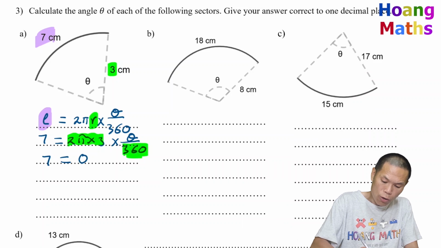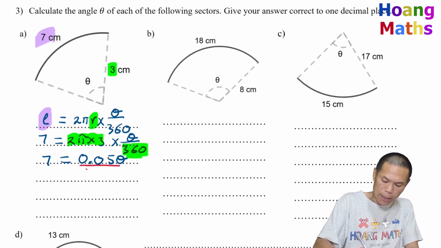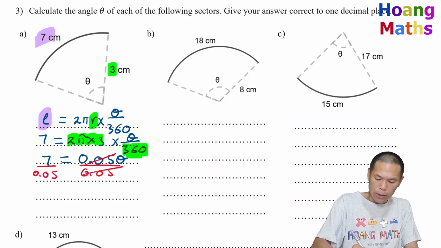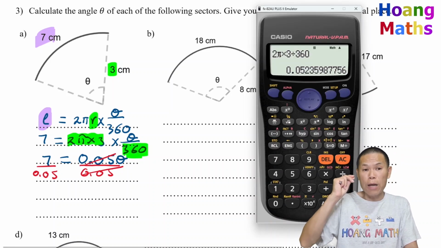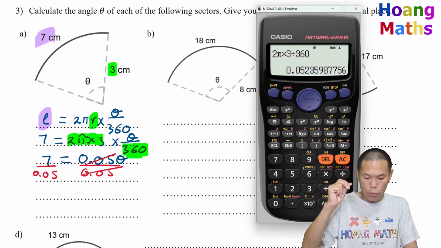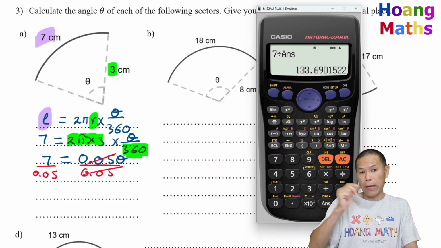So 0.05 times angle theta. Then to solve for this, I just divide this by 0.05, and divide 7 by 0.05. That cancels out. So I just put on the calculator. So again, instead of typing 7 divided by 0.05, I just go 7 divided by the answer. So that will give me accurate, okay?